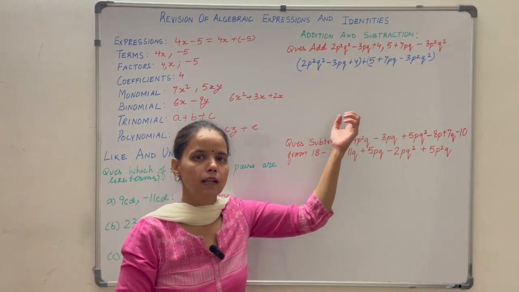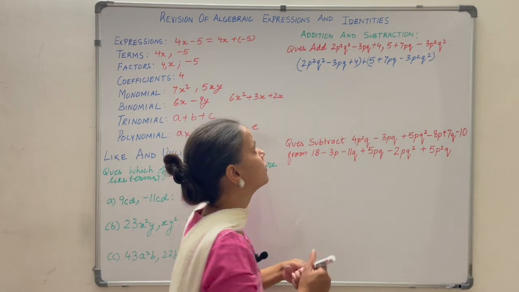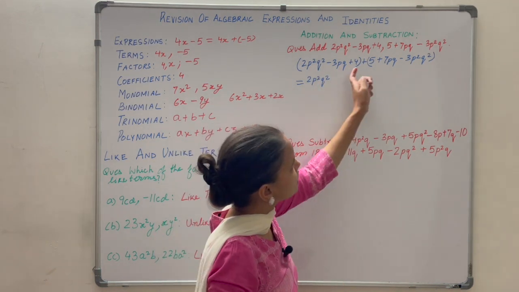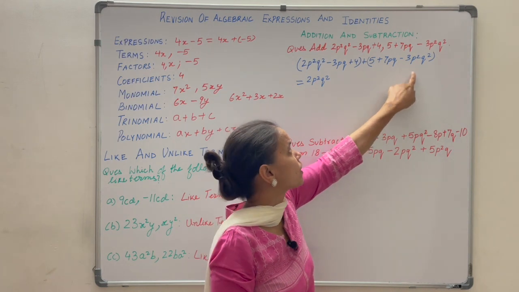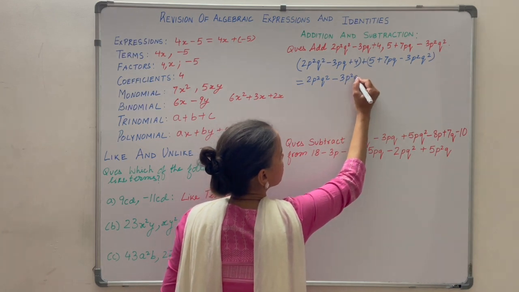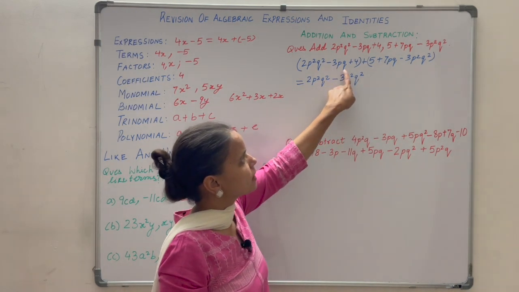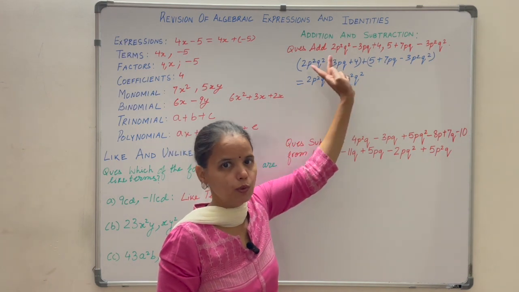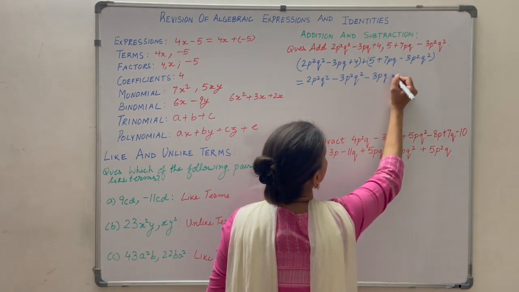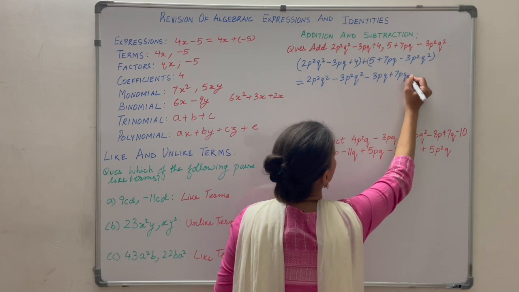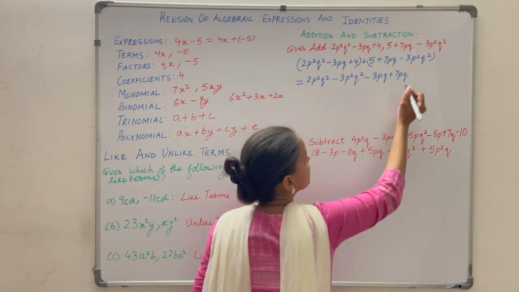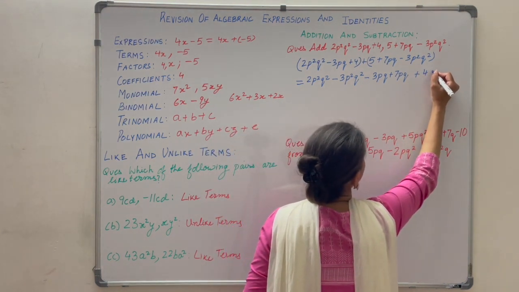Now we are going to group the like terms and add them. So here, 2p square q square. In the second expression we have p square q square, so we are going to write it here, minus 3p square q square. Here minus 3pq, here plus 7pq. So they are like terms. We are going to write them together: minus 3pq plus 7pq. Here you have 4 and here you have 5. These two are like terms, so we are writing them together.